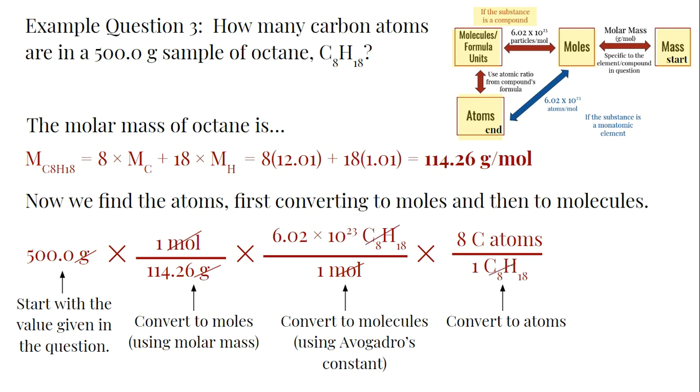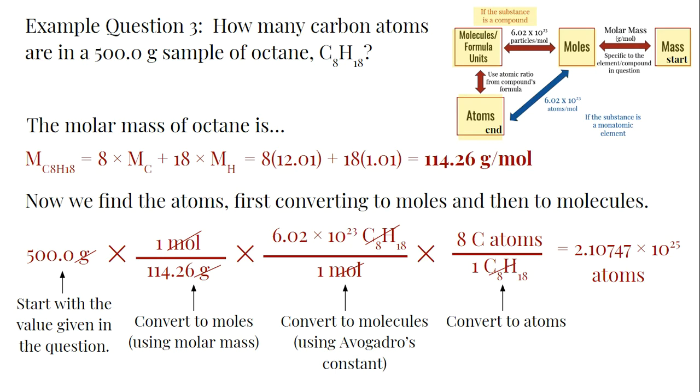So the C8H18s cancel. So then in your calculator, you do 500 divided by 114.26 times 6.02 times 10 to the 23 times 8. And when you put that all in, you get 2.10747 times 10 to the 25 atoms.